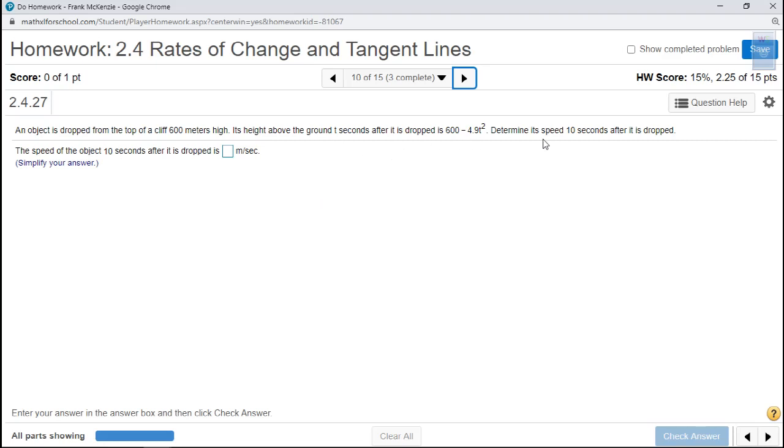All right, same thing here. It's speed, 10 seconds. So you're going to find the instantaneous rate of change of this using the difference quotient and the limit. And then you're going to plug in 10 to find out what the speed is.